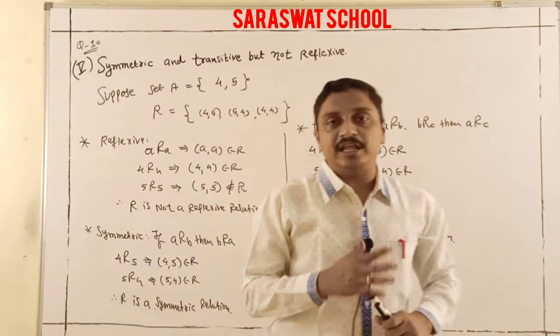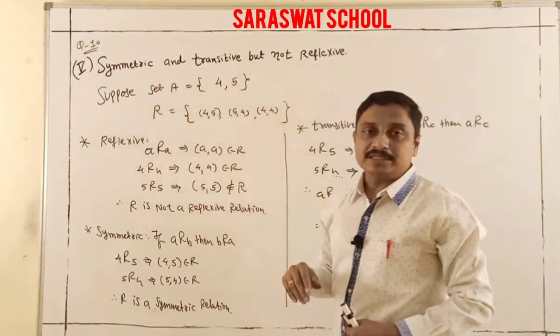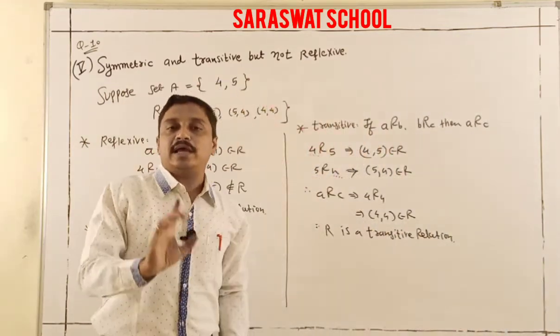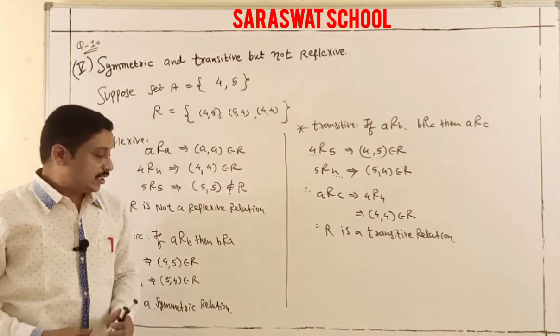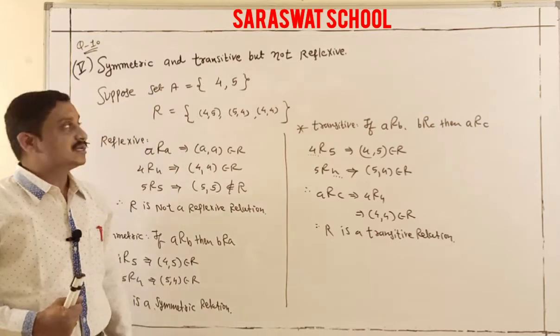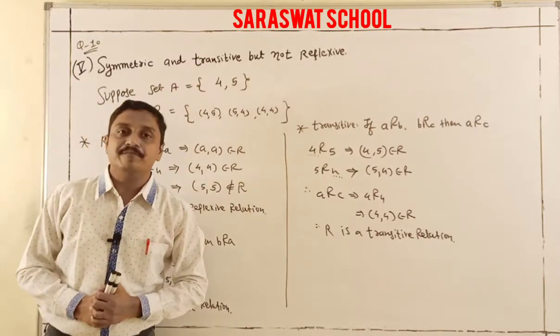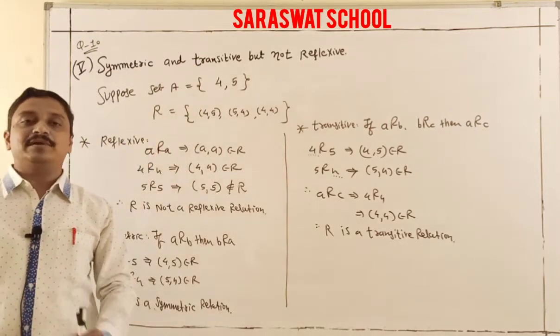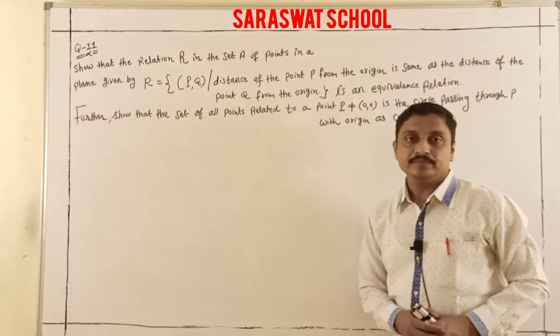Students, in the 10th question, total 5 examples are all done, and these are all MCQ level questions. In exams, this type of question is asked in MCQ wise or ABCD option wise. Now I go to the next example, question number 11.